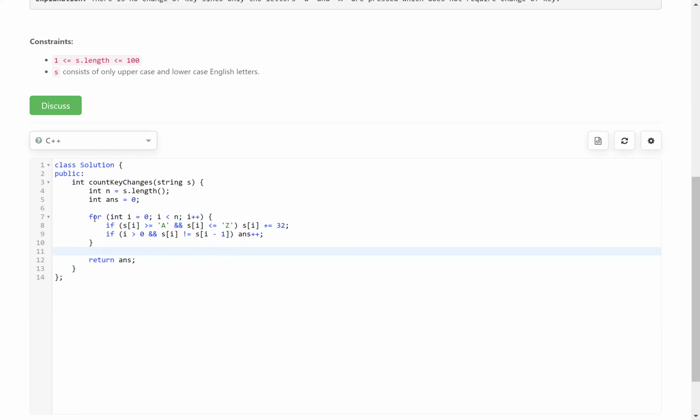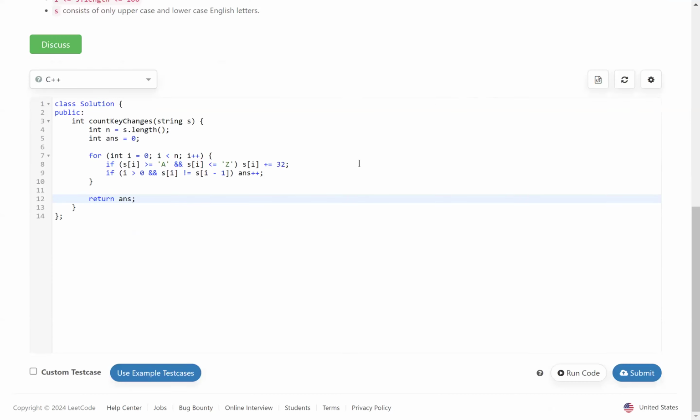After that, either you can run two different for loops or just do it in the same way I have done here. In the same for loop, I said that, hey, if i is greater than zero, so it is just checking that we are not at the first character right now. If this is not the first character and it is different from the previous character, it means that the key has changed. So we are incrementing answer. And at the end, after traversing over the whole loop, we are returning answer. And yep, that's it.